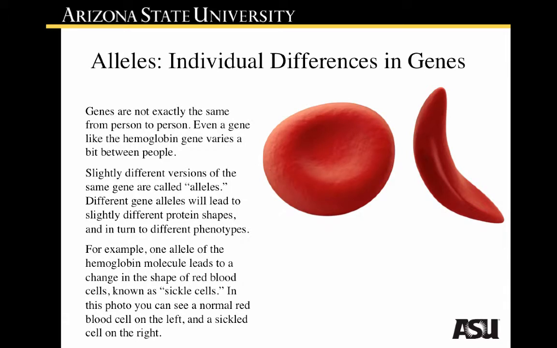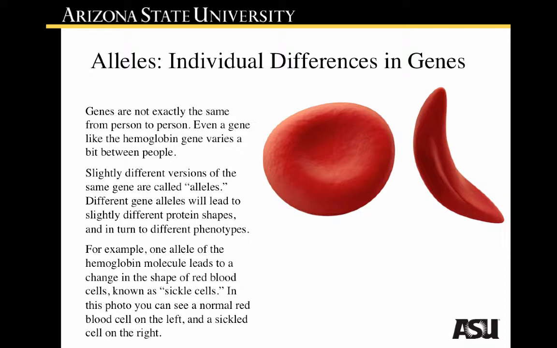So genes aren't exactly the same from person to person. Even a gene like the hemoglobin gene shown here can vary a bit between people. And these slightly different versions of the same genes are called alleles. Different gene alleles produce slightly different protein shapes and in turn different phenotypes.